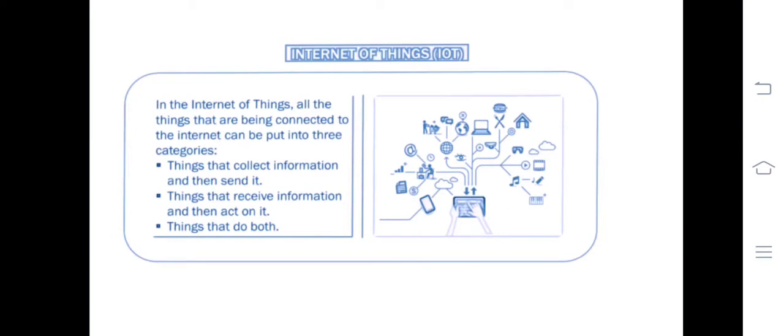So what is the Internet of Things? All things that are being connected to the Internet can be put into three categories, three types. Things that collect information and then send it, as we have seen in mobile phones. Things that receive information and then act upon it. And the third one is things that can do both. I will give the example.